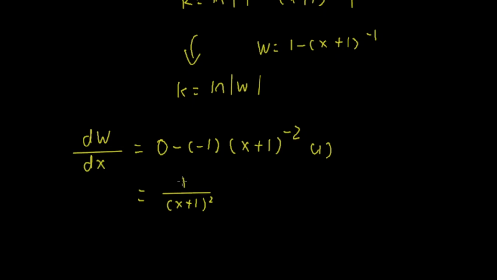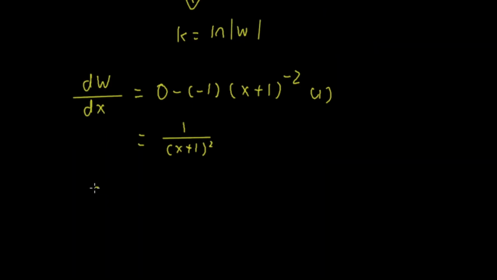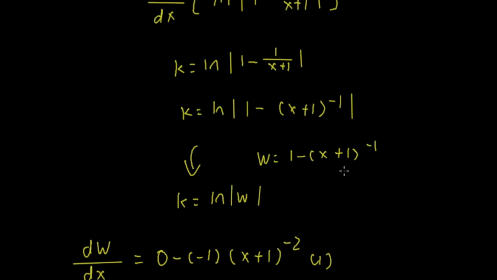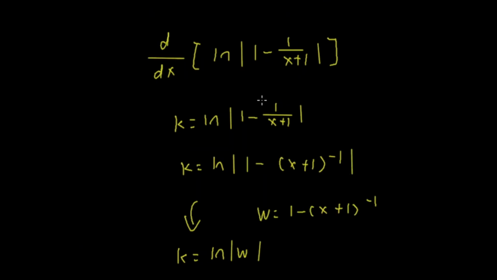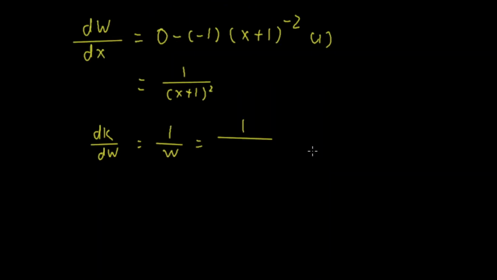Okay, next, take the derivative of k with respect to w. So we have dk over dw. So that is just 1 over w. And what is w? We set w equal to this, right? So that's the same as 1 over, and this is basically this, right? 1 minus 1 over x plus 1. So I can write this: 1 minus 1 over x plus 1.